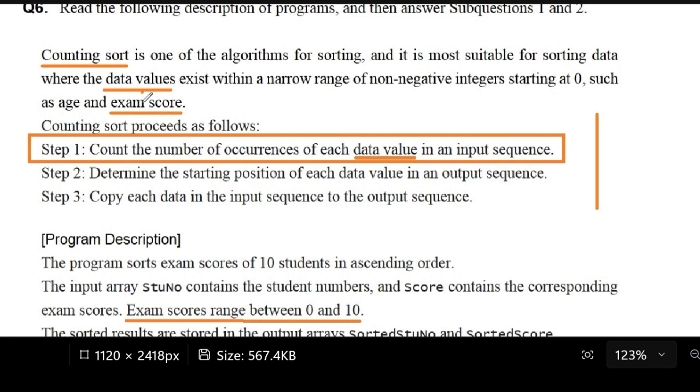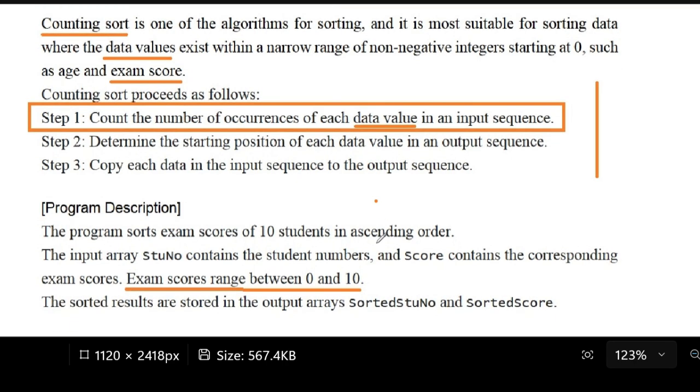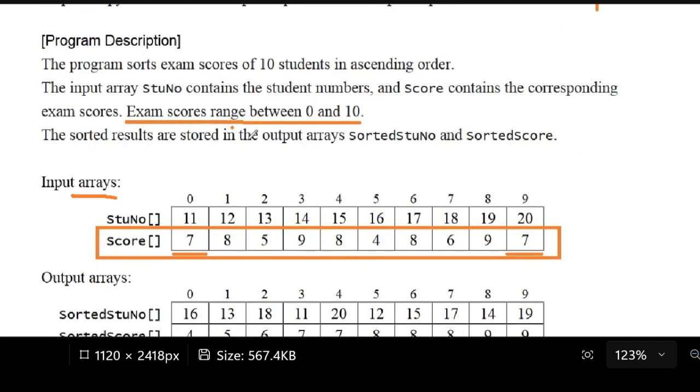And it says here that the data value could range from 0 to a larger number, and they're supposed to be non-negative integers. And this could be used for something like exam scores. And I think the exam score really helped me find out what is the value that we are attempting to look for, because we need to count how many times that value appears. Again, we have here exam scores saying that the range is between 0 and 10.